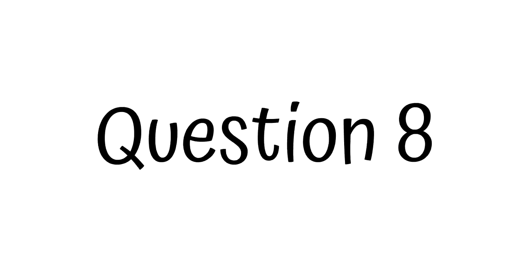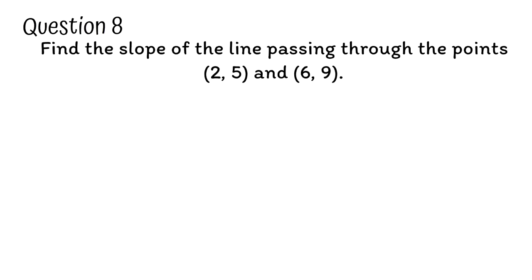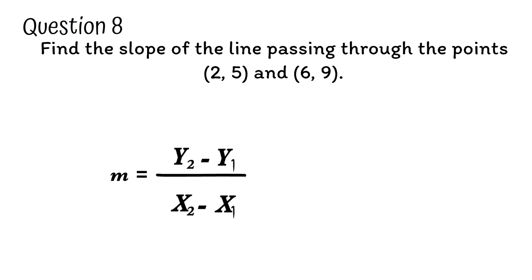Question 8. Find the slope of a line that passes through the point (2, 5) and the point (6, 9). To find the slope of a line given 2 points, we will use the slope formula. m equals y2 minus y1 over x2 minus x1. Formulas are given on most tests, so don't worry too much about it. Please note that you can call any of the points 1 or 2. I'm choosing this as 1 and this as 2.